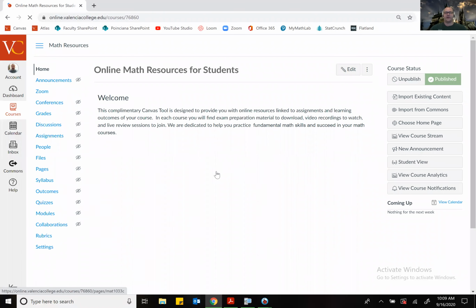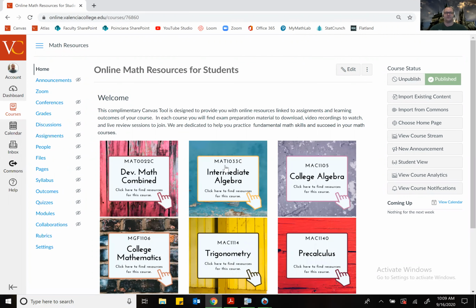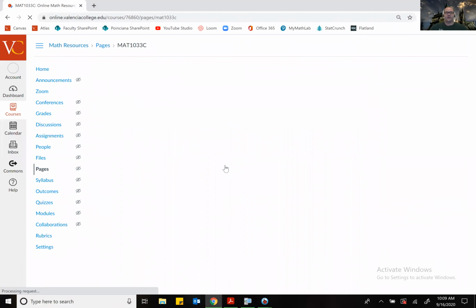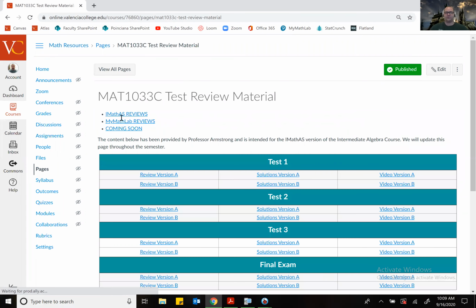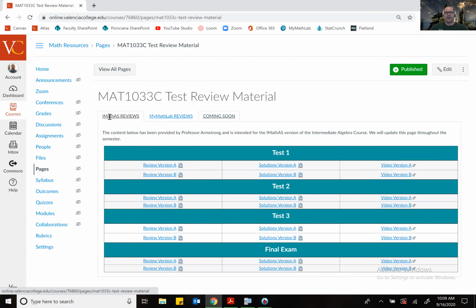So right here is the intermediate algebra course. Open it up. And then right over here is the test review materials. So in here, when you click on it, there are 3 tabs. These are the old test reviews for iMath AS. So if you're in an iMath AS, I highly advise you to look at these. But we are in My Math Lab. So you're going to click on the My Math Lab reviews.